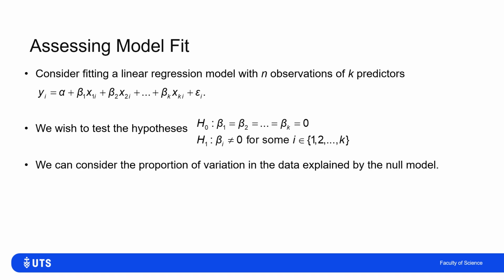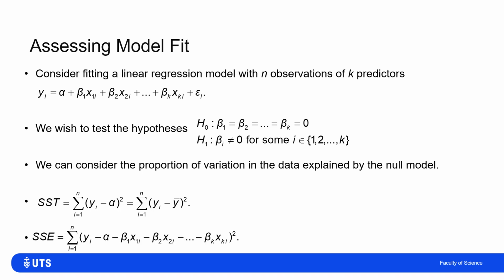I want to work out the proportion of the variation in the data explained by the null model. If I work out this SST, then my null model is just that y bar, which would be my intercept term alpha. And then I want to work out how much squared residual there is in the model, and work out the proportion of one of these terms to the other.